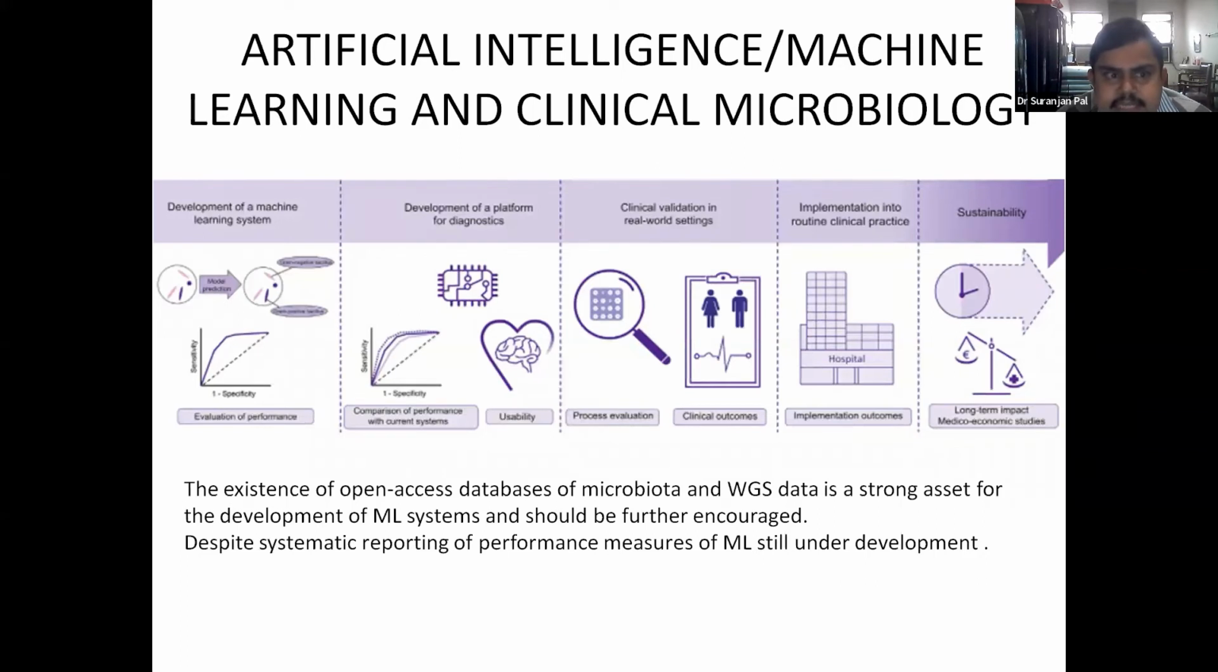Next is artificial intelligence and machine learning. It is still in the nascent phase, but there is scope for development, because as we get more open access data on microbiota through whole genome sequencing as well as biorepository data, this machine learning will develop further, and a long-term cost benefit will be sustained. So sustainability is an issue, and also the standardization of this machine learning. Despite systematic reporting, machine learning is still under development.